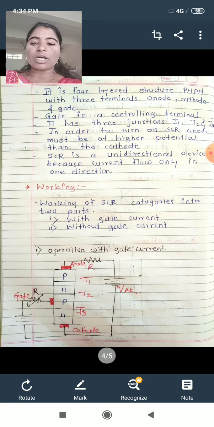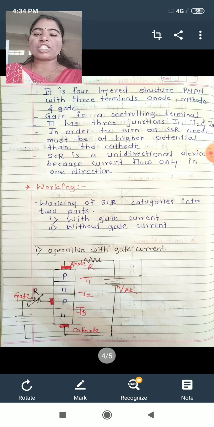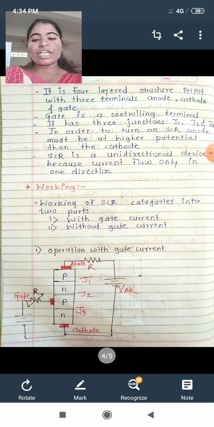Now see about junction J2. As the anode is connected to the positive, means the N-type layer is connected to the positive, and at junction J2 the cathode is connected to the negative, means the P region is connected to the negative, we can say that junction J2 is in reverse bias. Junction J2 is reverse biased, but the gate terminal is connected to the P region with positive current, means junction J2 gets forward biased and the SCR starts conducting.